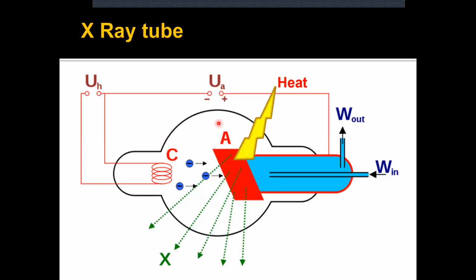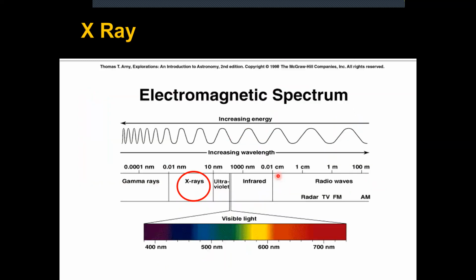And here's a diagram showing that. You have your cathode and your anode. Electrons are going to be flung out of the cathode due to electrical current. They're going to hit the anode, and because they're hitting the anode and losing energy, that energy will be lost as heat and as radiation in the form of X-rays. Here you have water being used to cool down the anode so it doesn't overheat and melt. This is just to show you the electromagnetic spectrum.